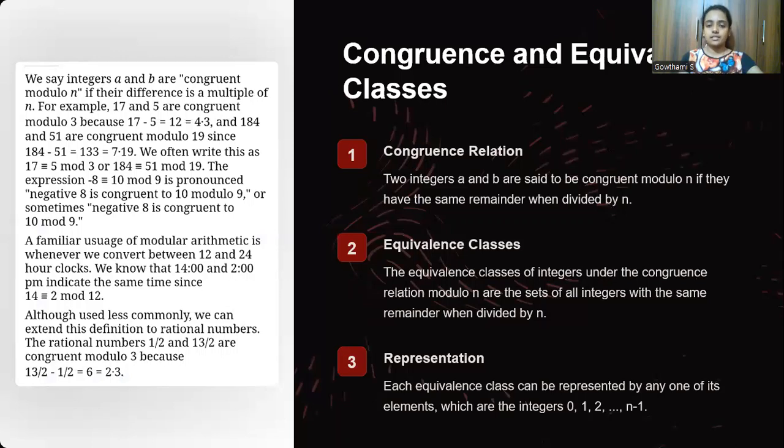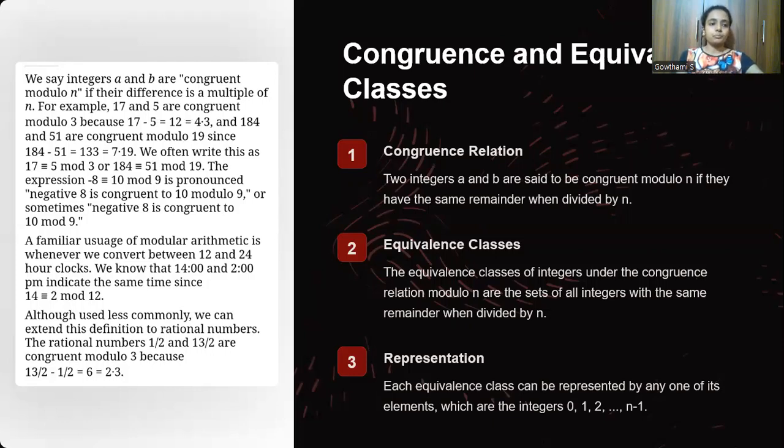Congruence and equivalence classes. Congruence relation. Two integers A and B are said to be congruent modulo n if they have the same remainder when divided by n. So the congruence relation means that when there are two integers and you divide them by some number, you get the same remainder for both numbers. Equivalence classes. Equivalence classes of integers under the congruence relation modulo n are the sets of all integers with the same remainder when divided by n. Representation. Each equivalence class can be represented by any one of its elements, which are the integers 0, 1, up to n minus 1. So we'll see an example over here.